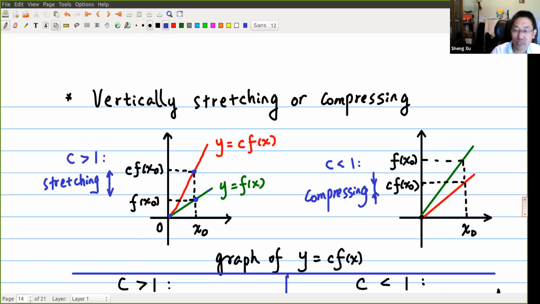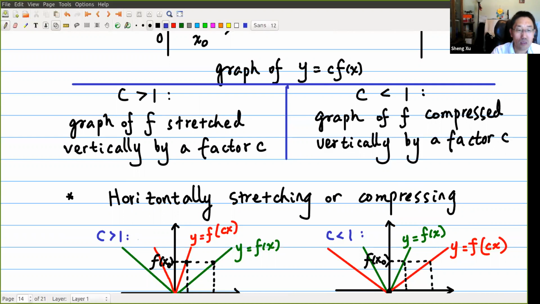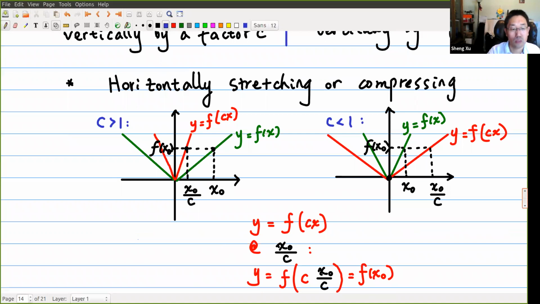So if I summarize the graph of c times f(x): if c is greater than one, then the graph of c f(x) is the graph of f stretched vertically by factor c. And if c is less than one, supposing it's positive, then the graph of f is compressed vertically by factor c. I think this is easy to understand. The next is a little bit confusing, so hopefully you can follow well. Any question about this part here? Okay.